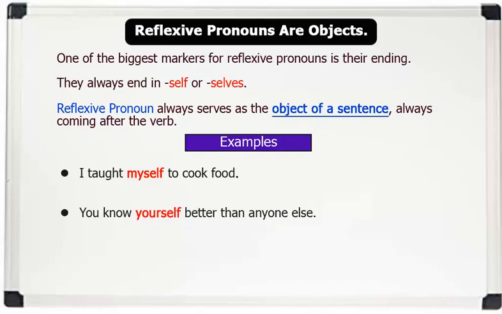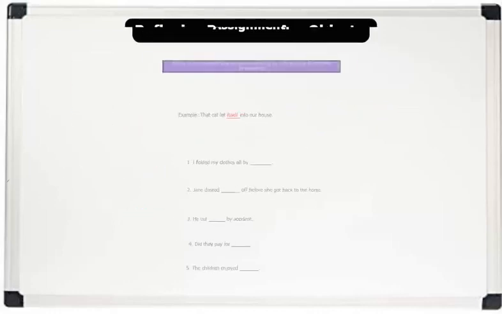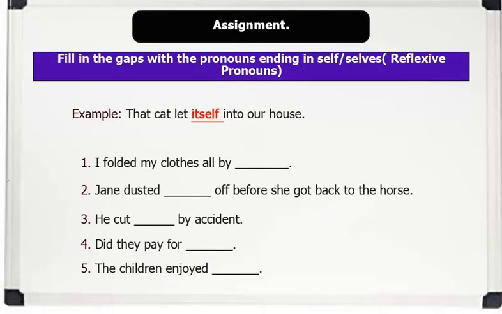In this second example, you is the subject of the sentence. Yourself is the reflexive pronoun, referring back to the subject you. Yourself is also the object of the sentence, answering the verb know. You can pause the video to study the given examples. Let's move over to assignment. You can pause the video and write out these sentences on your notebook. Fill in the gaps with the pronouns ending in self or selves, reflexive pronouns. One has been done for you.